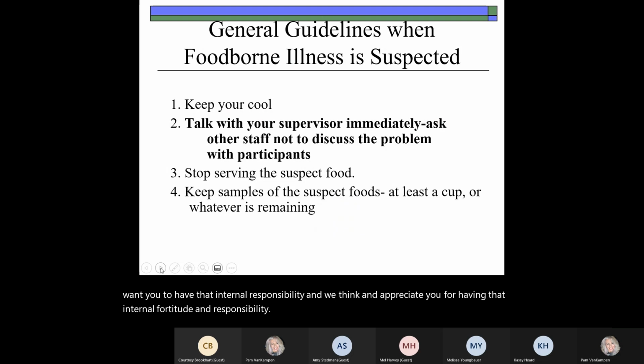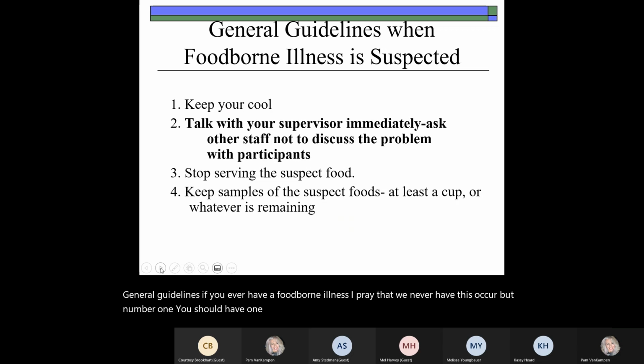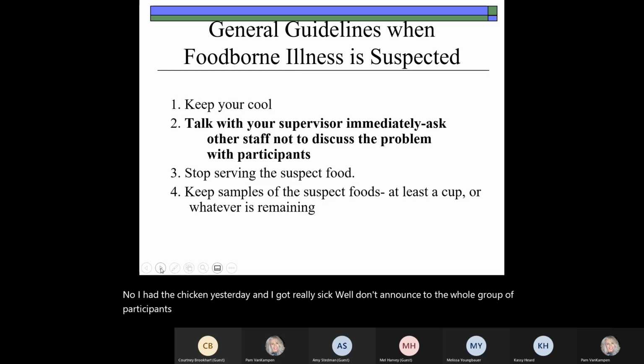Okay, so we're on page 25. So general guidelines, if you ever have a foodborne illness, I pray that we never have this occur. But number one, you should have one person designated as a spokesperson for your county or tribe. So if you have someone come into your site and say, you know, I had the chicken yesterday and I got really sick, well, don't announce to the whole group of participants, hey, did anybody else get sick from the chicken?